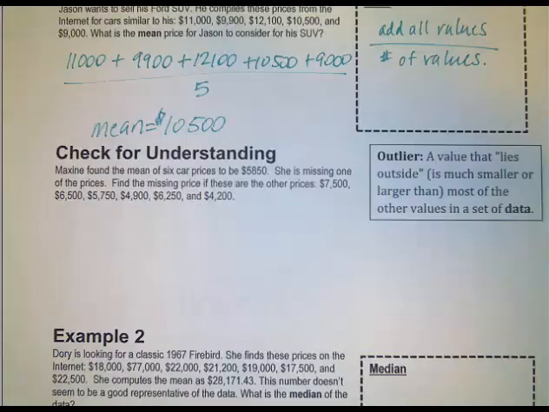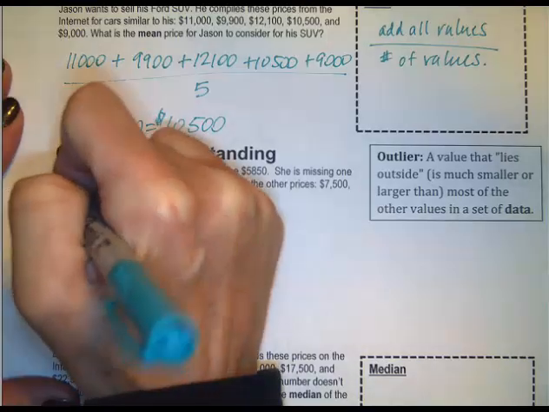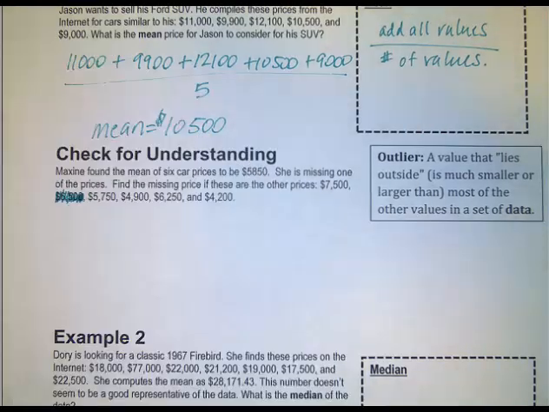So for the next question, there's a typo in it. So we're going to black out this value. It shouldn't be there. Hint, hint, that's the answer. So Maxine found the mean of 6 car prices to be $5,850. She is missing one of the prices. Find the missing price if these are the other prices.